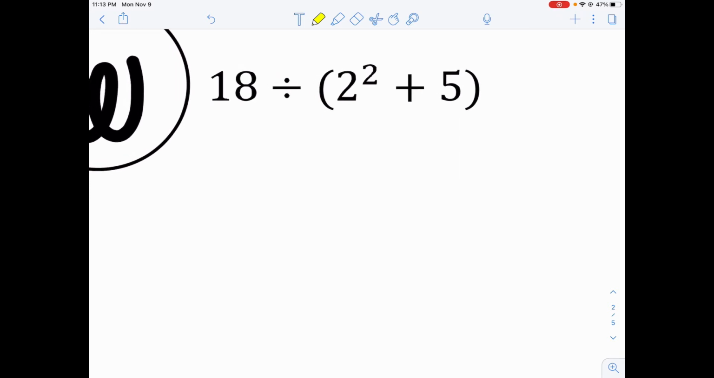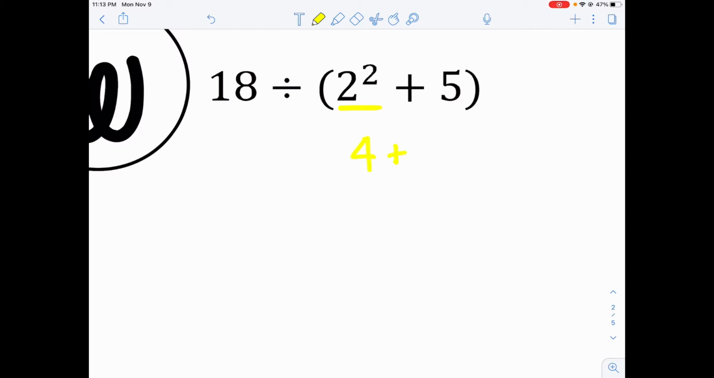In this particular one, I do have parentheses, so I need to work inside the parentheses first. Looking inside the parentheses, I see that I have an exponent and I have addition. So, order of operations tells me that I need to do the exponent inside the parentheses first. So I'm going to underline it. 2 to the second power is 2 times 2, and 2 times 2 is 4.